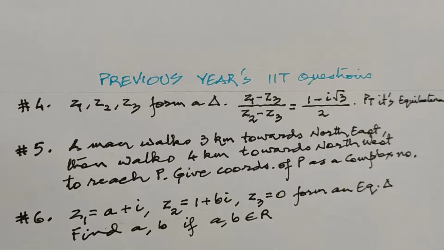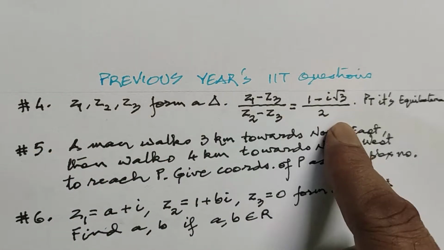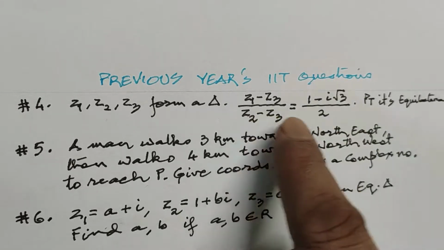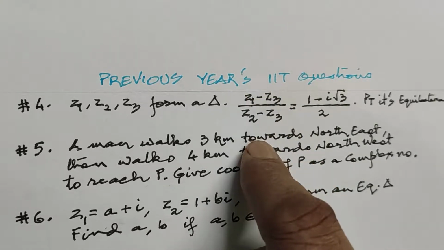A few more previous year IIT questions. Let's read question number 4. Three points form a triangle. Something is given. Prove that the triangle is equilateral. So what is given? Let us focus on that. Division. You know how to handle division.